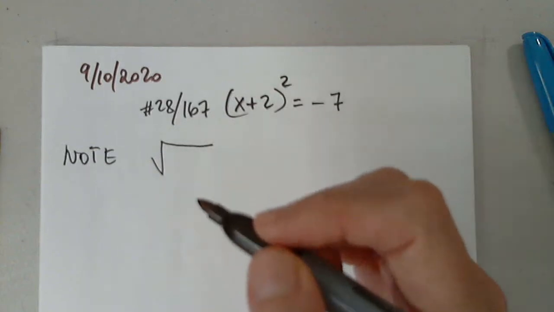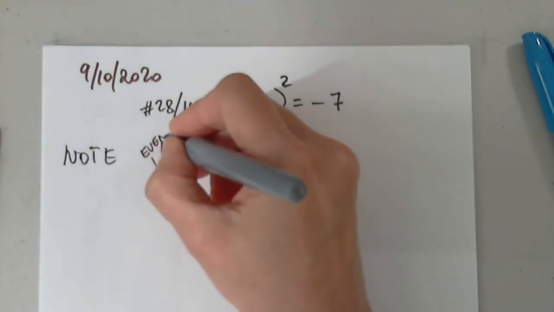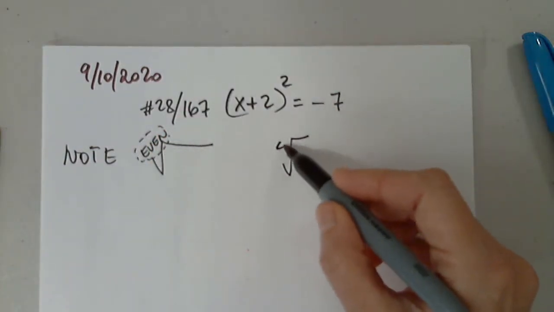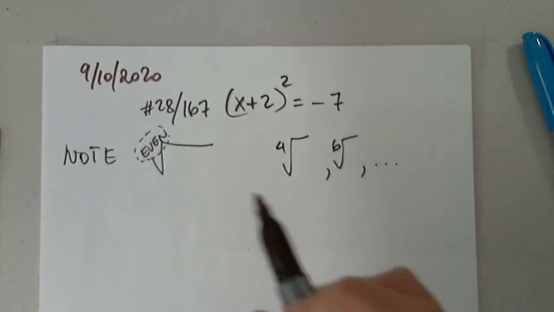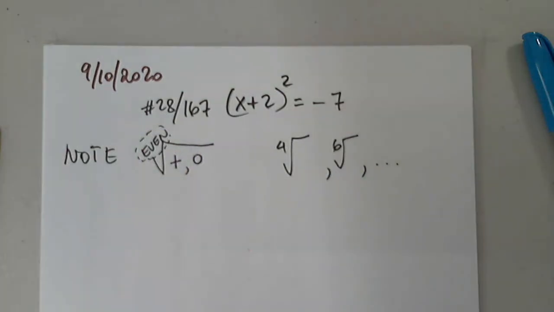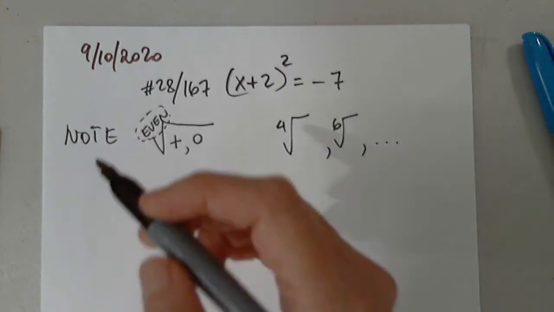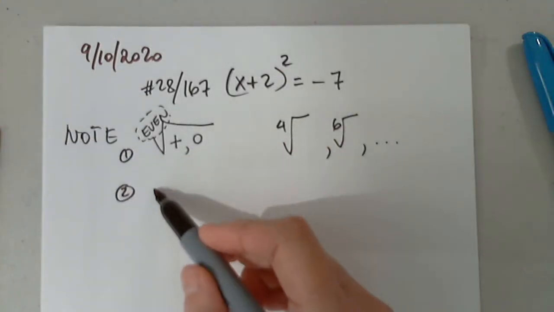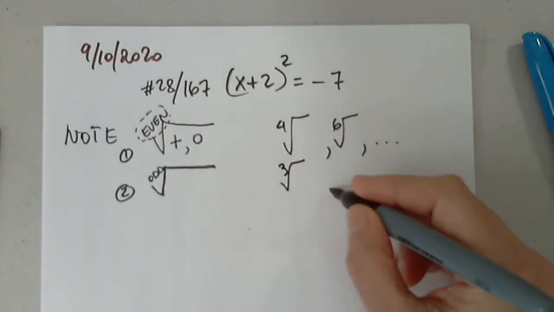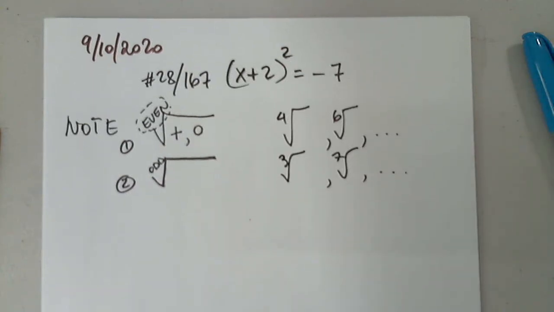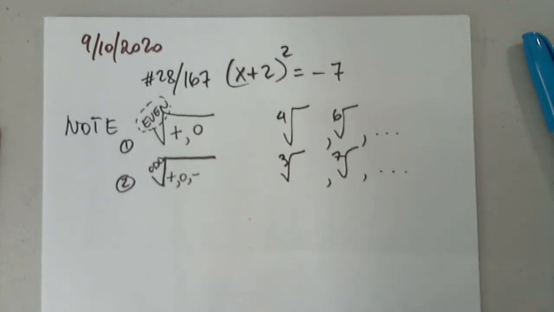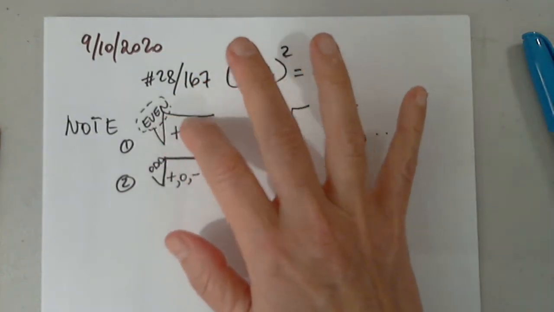If I have a square root, or any even root, the fourth root or the sixth root, etc., an even index, the quantity under the radical has to be positive or 0. Always. So that's number one. Number two, if the radical has an odd index, like the cube root or the seventh root, it does not matter. Anything goes. So this is the one I call friendly. This is the one I call not friendly.